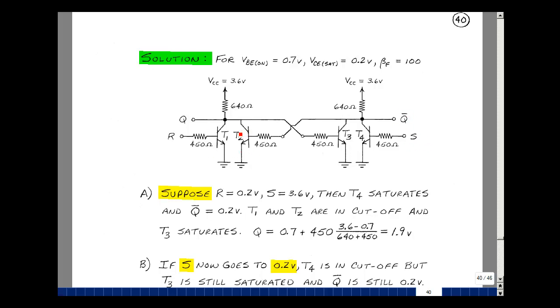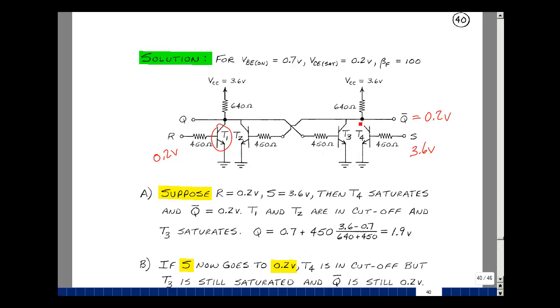For these transistors, let's assume that VB on is 0.7, VCE sat is 0.2, and beta F is 100. Now suppose that I apply 0.2 volts to the reset line, and I apply 3.6 volts to the set line. What's going to happen? 0.2 volts here will cut off this transistor, and 3.6 volts here will saturate this transistor and make this 0.2 volts.